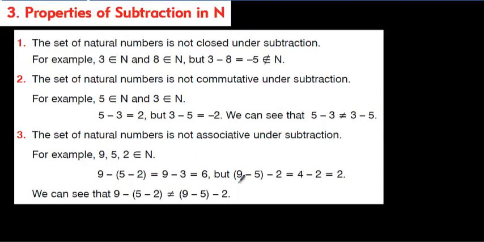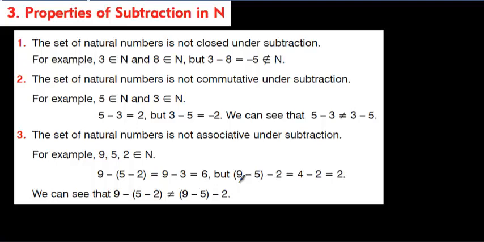Now I'm going to talk about the properties of subtraction in natural numbers. In natural numbers, we understand that subtraction is not closed, because 3 minus 8, when you choose the second number bigger than the first one, the result is going to be negative, and negative numbers are not elements of the natural numbers. That's why it is not closed. If you remember, the result must be inside the natural numbers, then you can say it's closed.